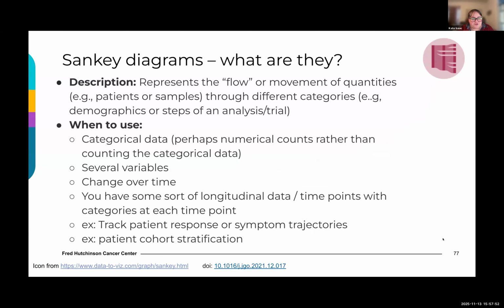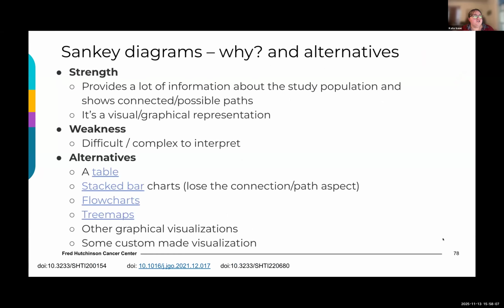This is best when there's a change over time and you have some sort of longitudinal data or time points with categories at each time point. However, you do not have to have time points. An example is tracking patient response or symptom trajectories and patient cohort stratification. Their strength is that they're providing a lot of information about the study population and it's showing connected possible paths, and it's a visual graphical representation.